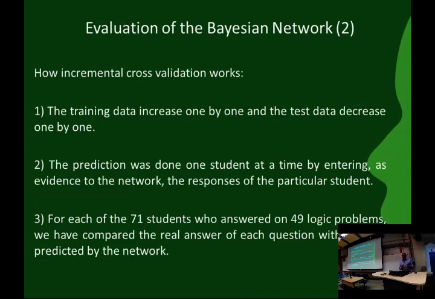The prediction was done on one student at a time, by entering as evidence to the network the responses of a particular student, and trying to infer the other answers for that student. So for each of the 71 students, who answered 49 logic problems, we compared the real answer to each question with the one predicted by the network.